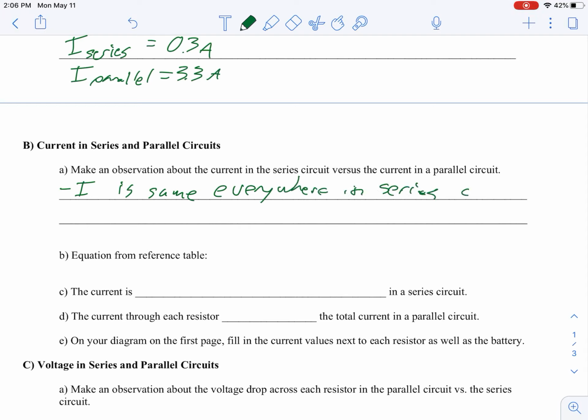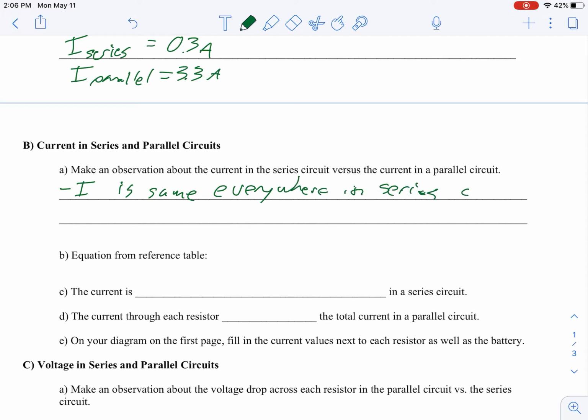So 1.5 goes this way, it splits again, 0.6 and 0.9. So let's look. We have 3.3, 1.8, 0.9, 0.6. Why don't we add those all up? 1.8 plus 0.9, that's 2.7. Plus 0.6, that's 3.3. Oh, that's interesting. So all the currents through each branch add up to the current through the battery. That kind of makes sense, right? It's the junction rule in action.